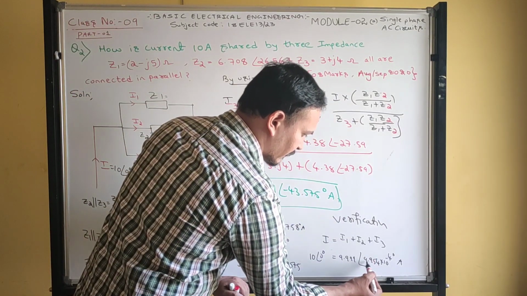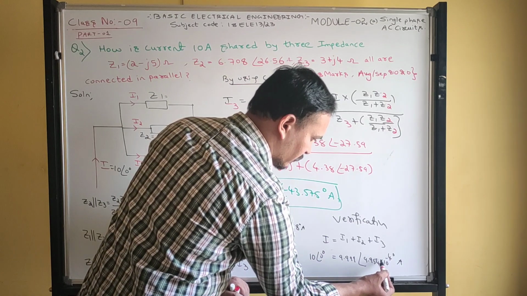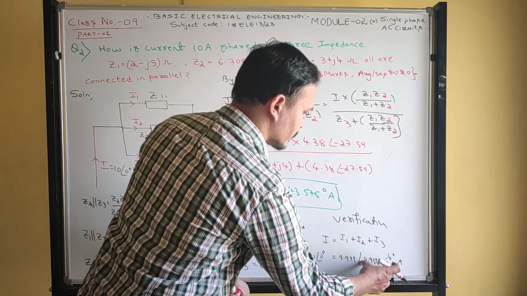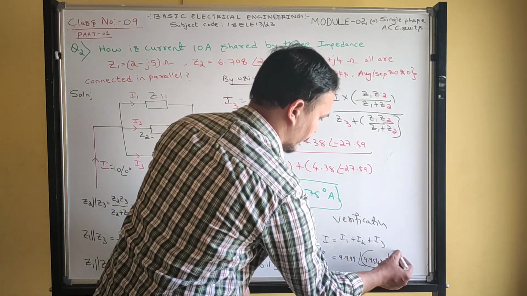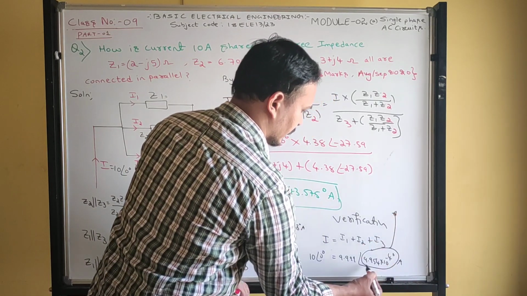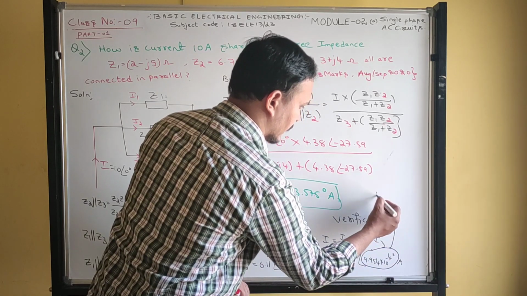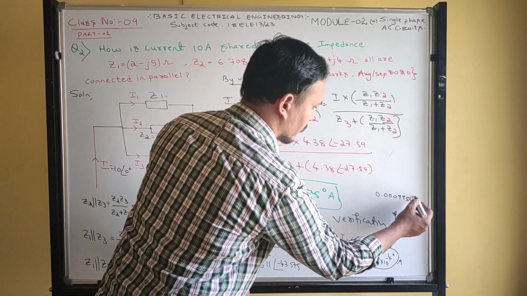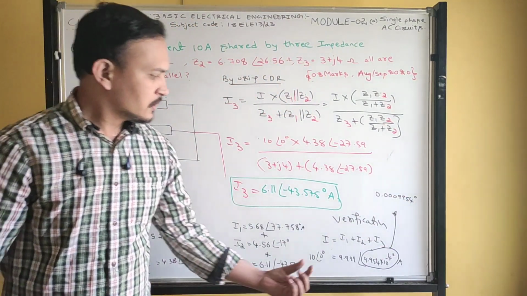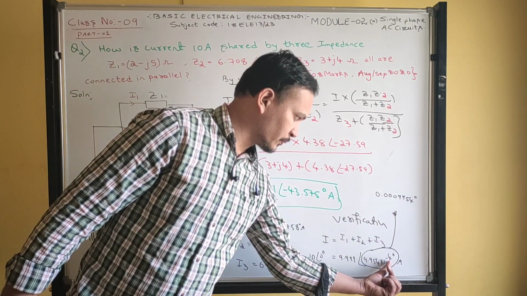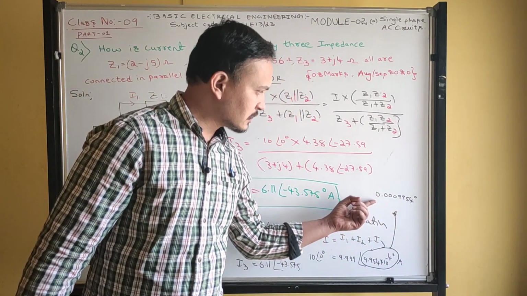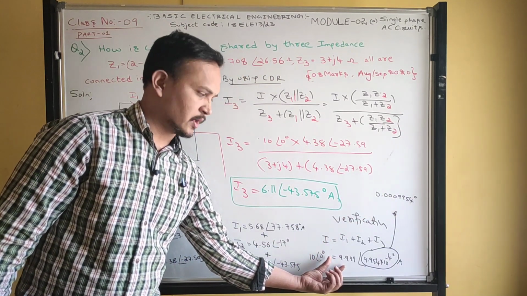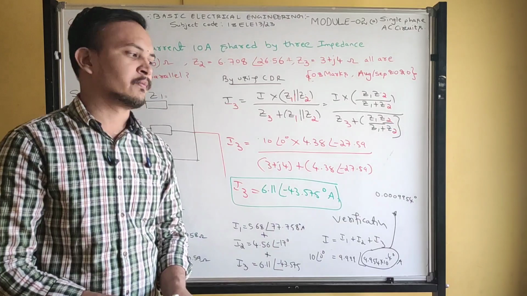At an angle, we will get in the calculator 9.954 into 10 to the power of minus 4 degrees. So this is approximated as 0 degree only. We can write 9.954 into 10 to the power of minus 4 as 0.0009954 degrees, without powers. This is almost 0 degree, and this 9.99 is almost 10 ampere. So it is verified.